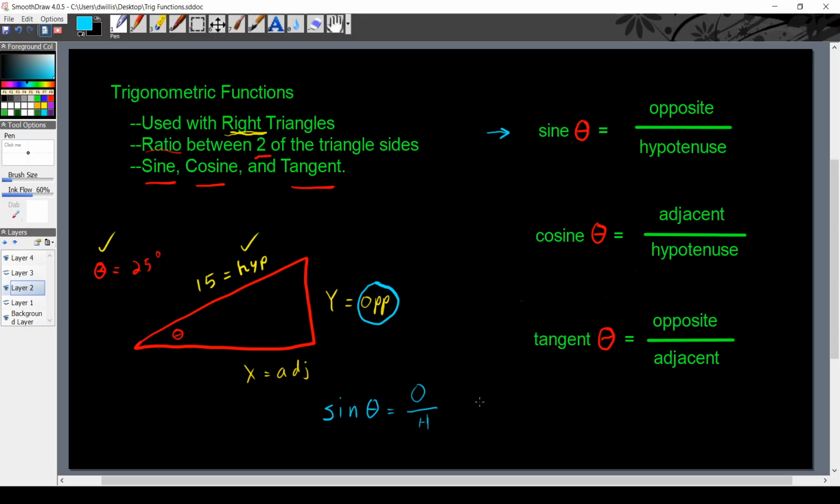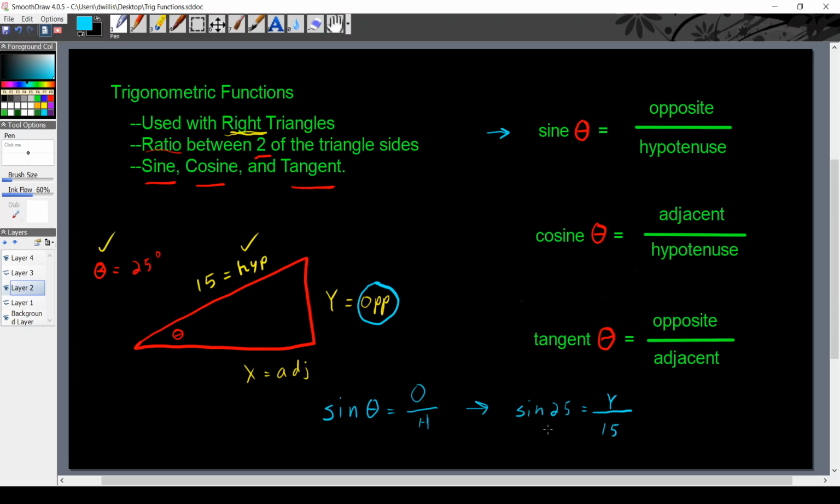All right. So if we kind of continue on here to the side, sine of 25 is equal to the opposite side, which we don't know. So I could leave it as opposite, or I could put in my y. So I'll just put in y divided by the hypotenuse. And the hypotenuse in this case is 15. Okay, so I've got sine 25 equals y over 15.